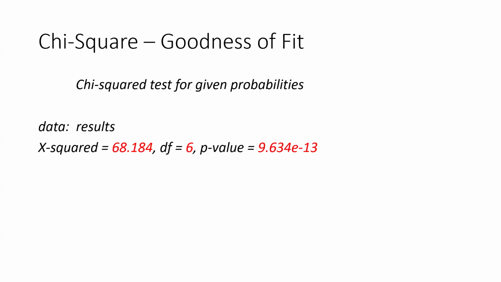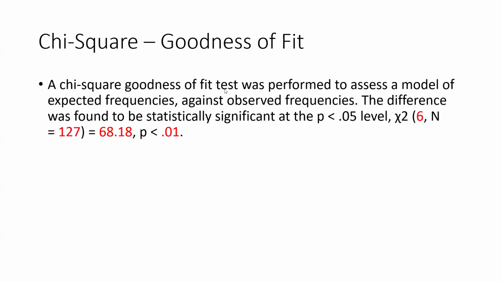As you can see here, we have our X-squared or chi-square value, we have our degrees of freedom, and we have our p-value, which you can see is less than 0.01. So let's put this in APA format. We perform our goodness of fit test. We assess the model's expected frequencies against observed frequencies, and the difference was found to be statistically significant at the alpha equals 0.05 level. So here is our degrees of freedom. Here is the number of observations.